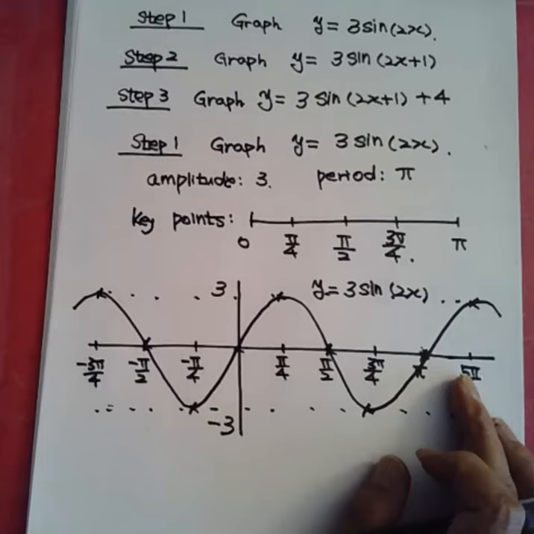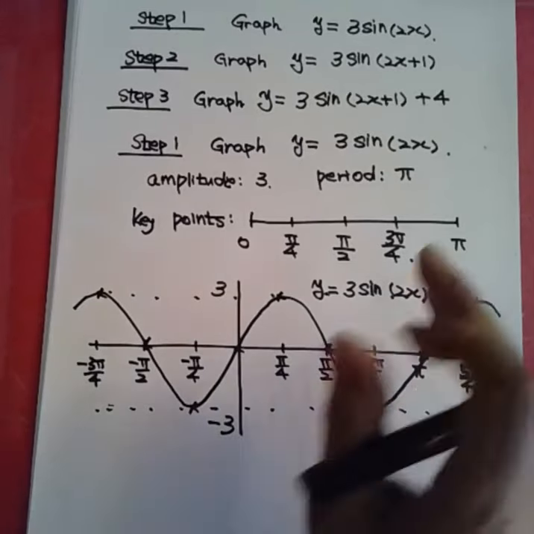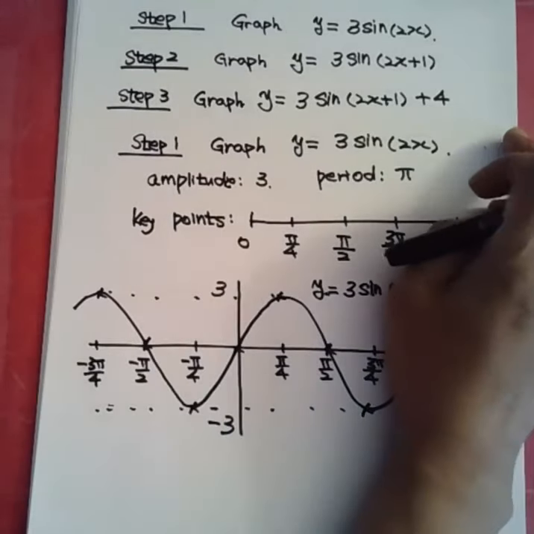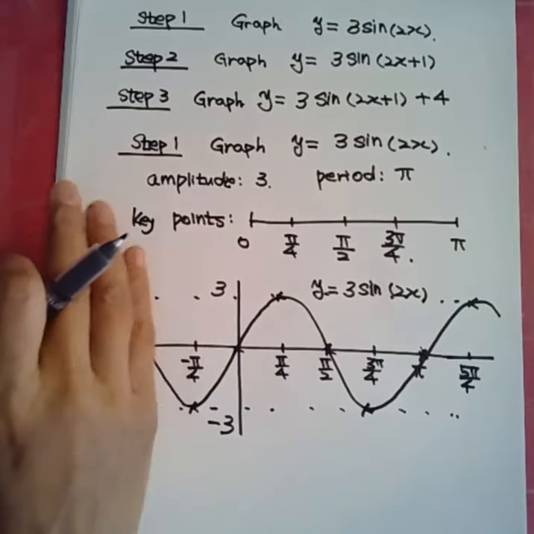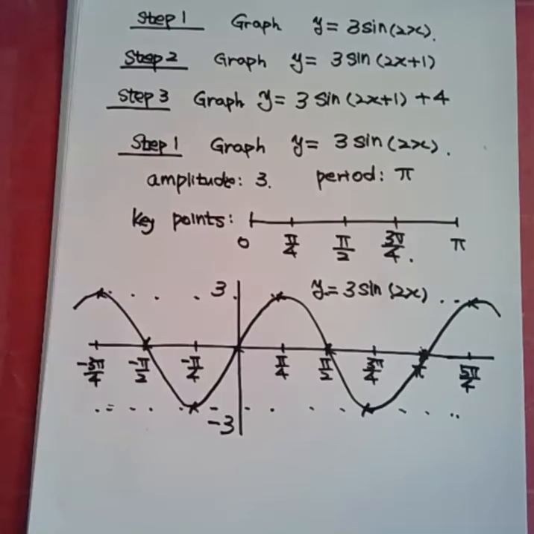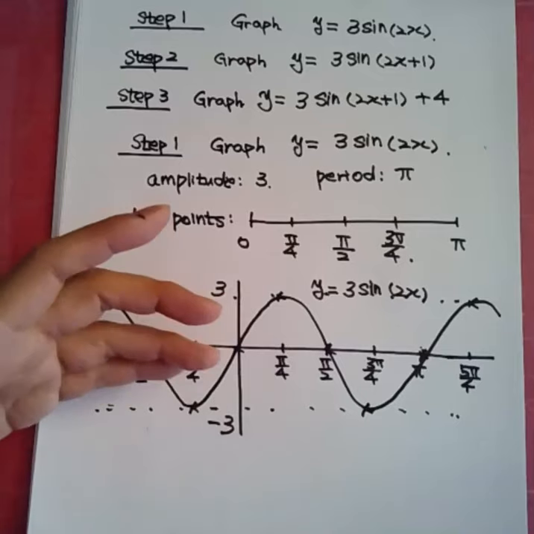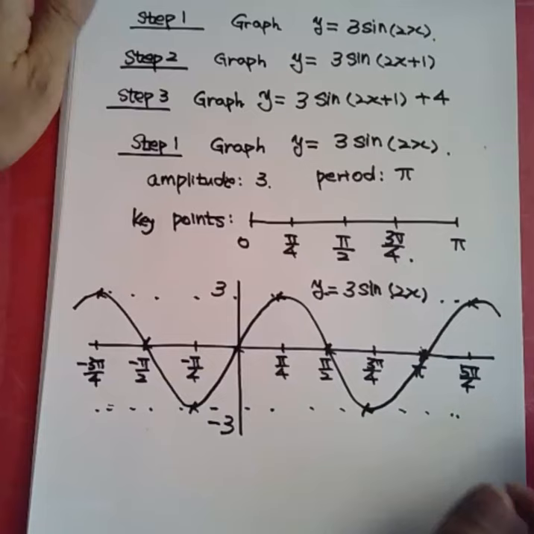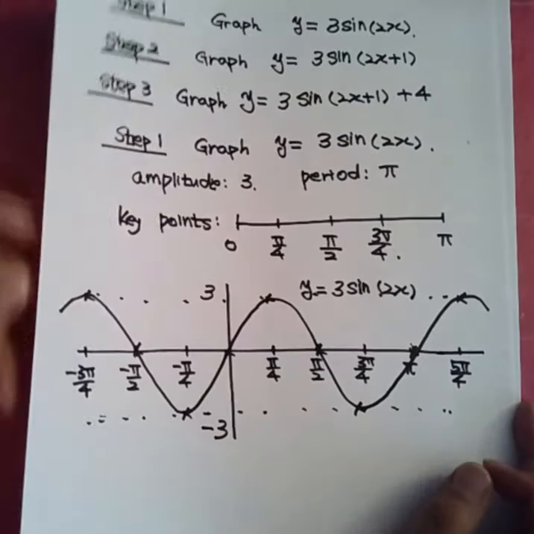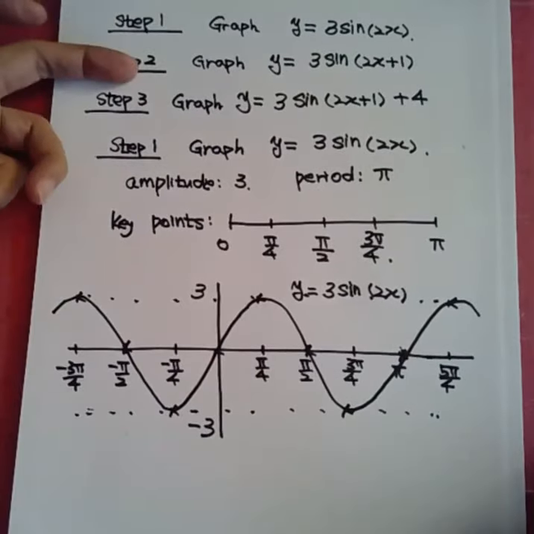You may ask whether you can just add 4 first and do horizontal shift next. The answer is yes. But if you do vertical shift first, then the graph will be separated from the x-axis, and so it becomes a little bit inconvenient. So that's the reason we are doing horizontal shift first.